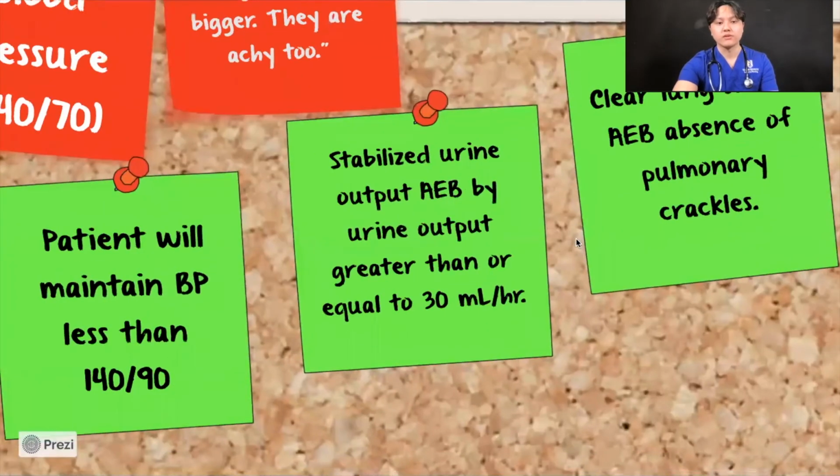And here are our goals. So the patient will maintain a blood pressure of less than 140/90. The patient will have stabilized urine output as evidenced by urine output greater than or equal to 30 milliliters per hour. And the patient will have clear lung sounds as evidenced by absence of pulmonary crackles. I will now give this stage to Detective Hak.